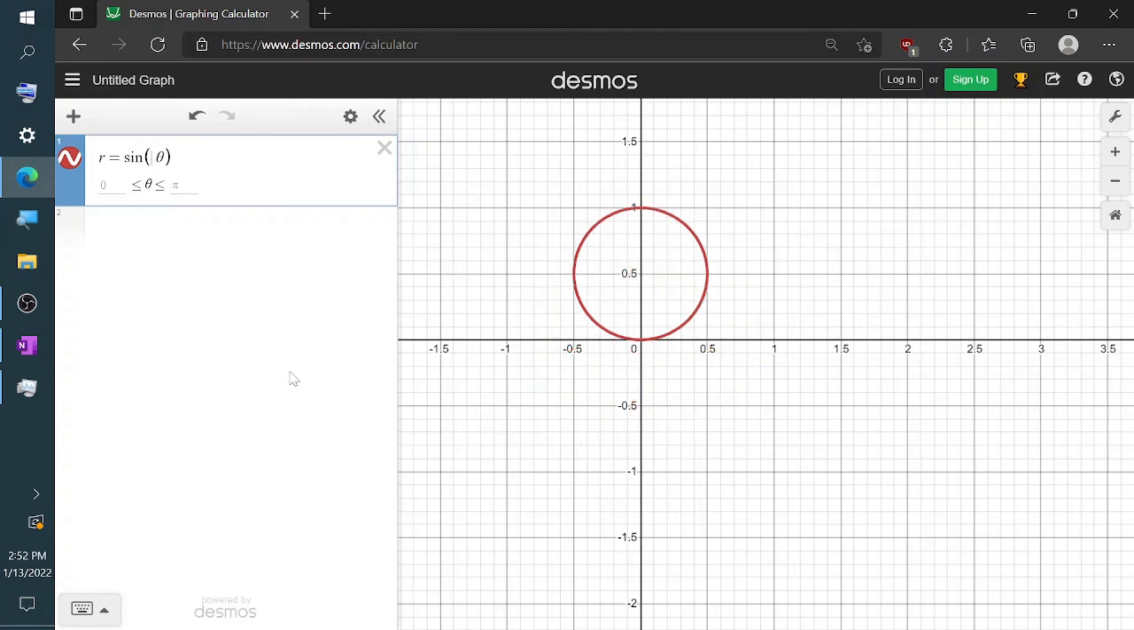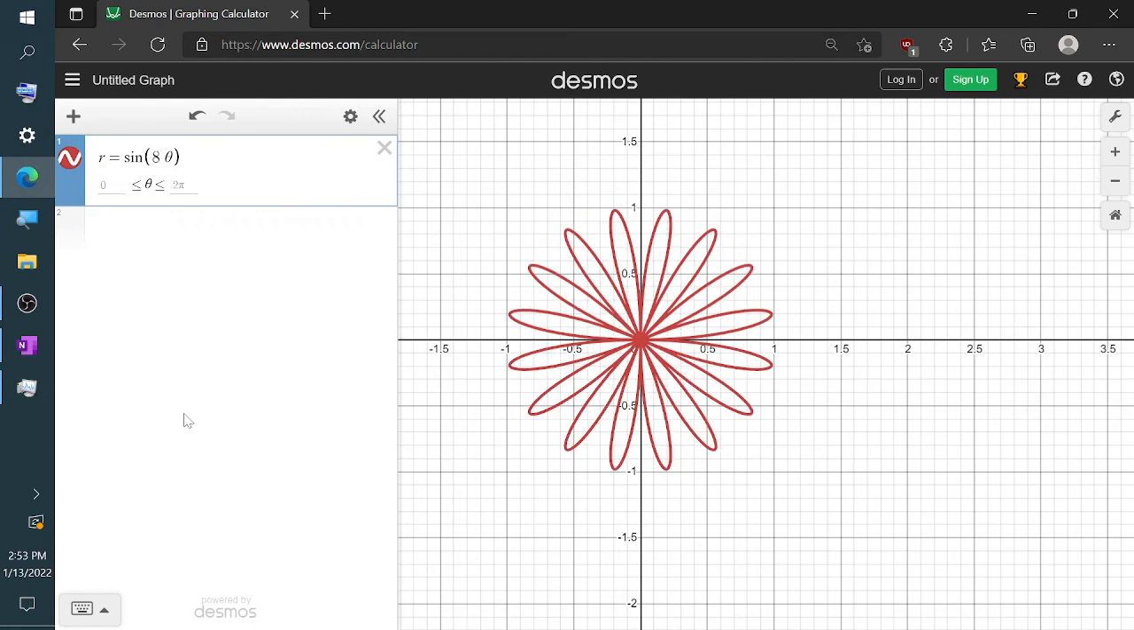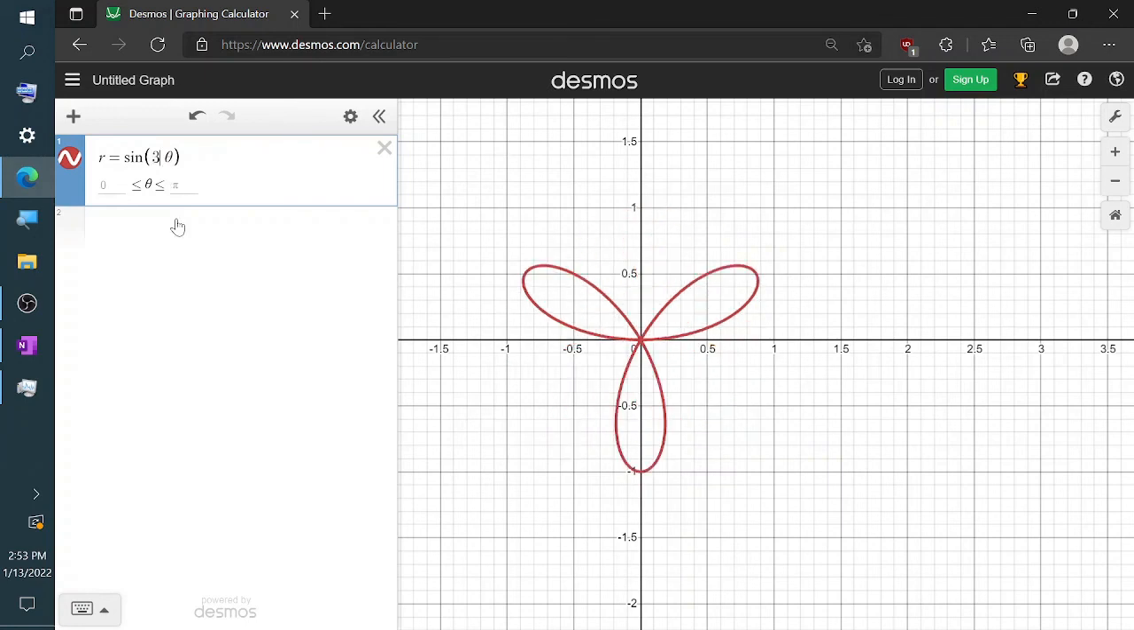If I change this to 6, now there are a total of 12 petals. 8, there would be 16 petals. Interestingly, the behavior in the petals is different if you have an even constant inside the input versus if you have an odd constant inside the input. If the input has an even number, for example 8, the number of petals is twice as much as the number in the input. But look what happens if I put in 3.